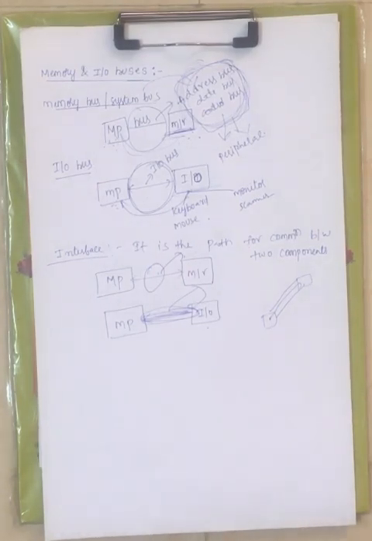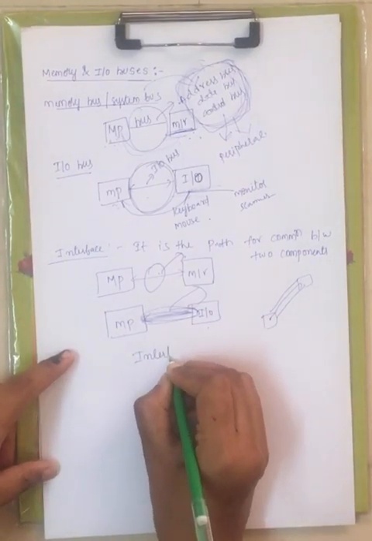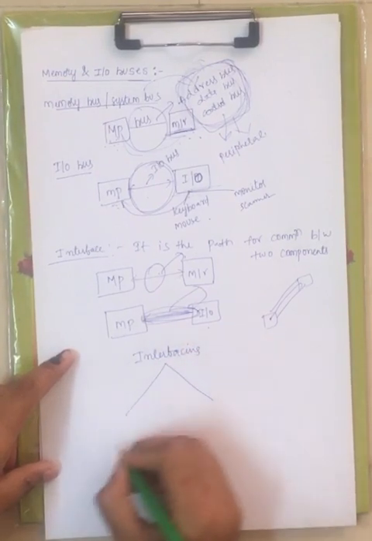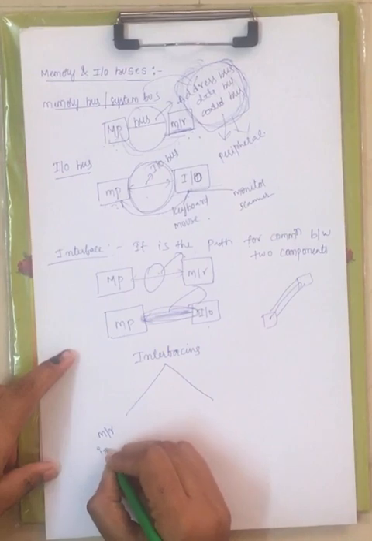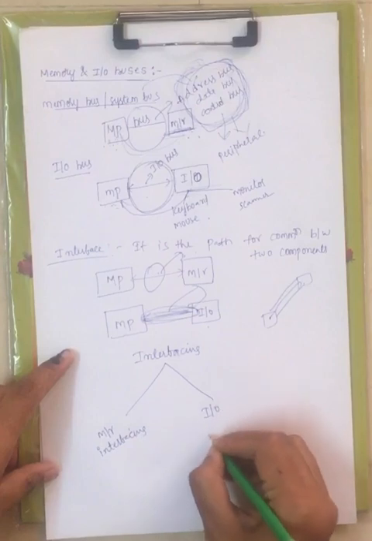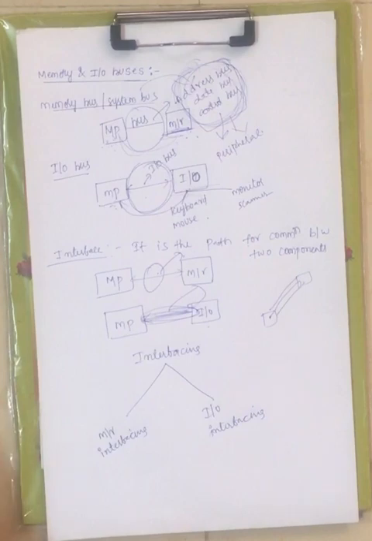Now here you have two different types of interfacing. One is memory interfacing and another one is IO interfacing, right? Interfacing is nothing but a path for communication between two components. Here you have two different types of interfacing under your microprocessor. One is interfacing your memory, that is, interfacing your microprocessor with the memory.